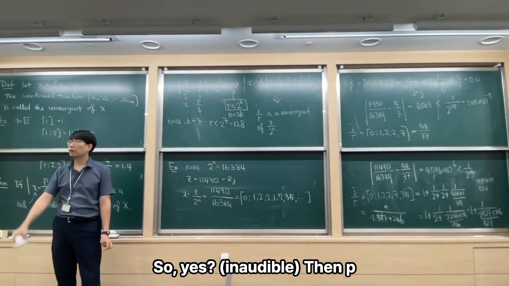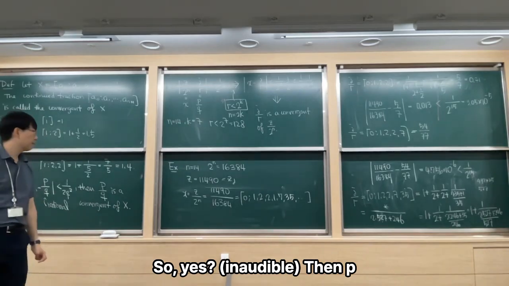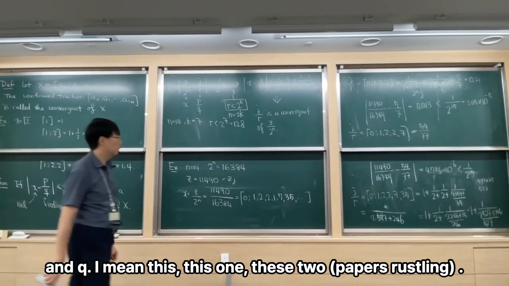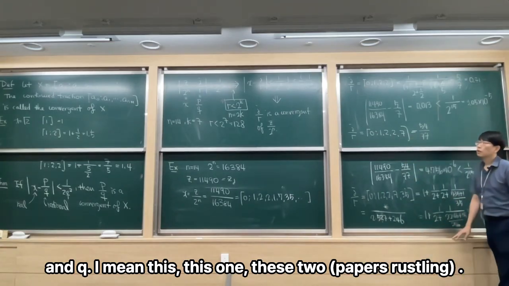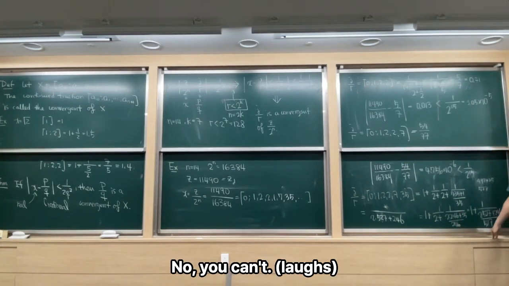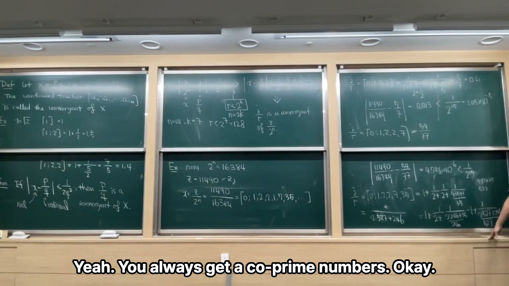So yes. Then P and Q, you mean these two? No, you can't, that's from number theory. Yes, you always get coprime numbers.